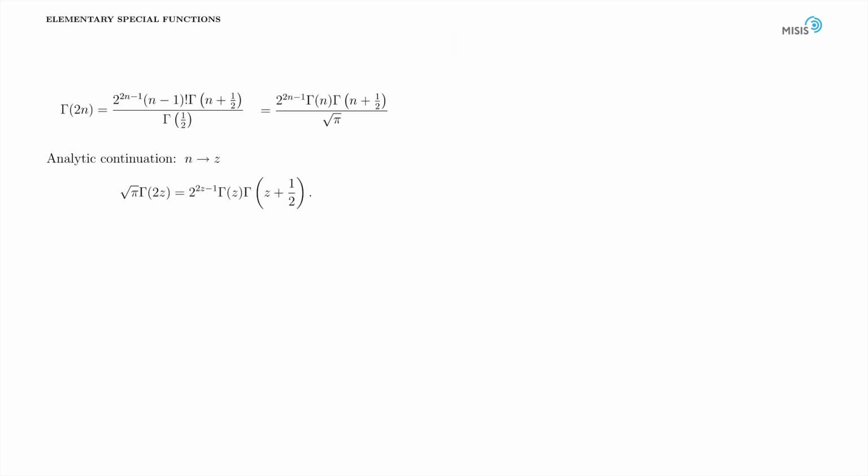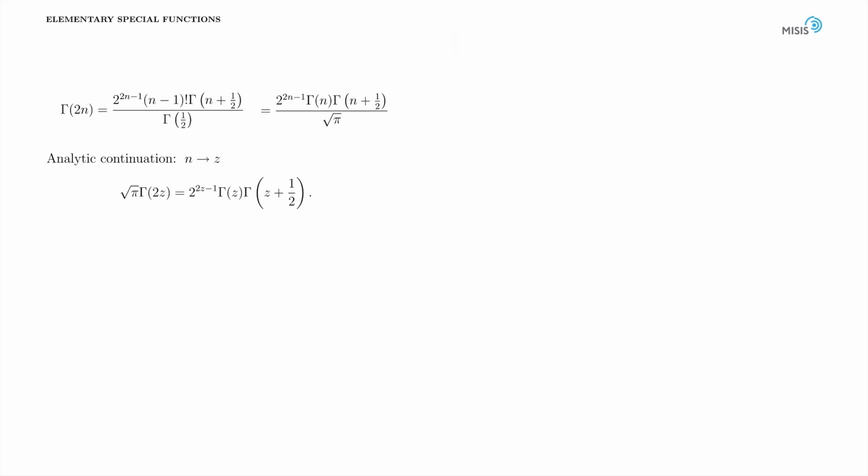Finally, we write the gamma function of the double n in the following factorial form. Changing gamma of 1 half to the square root of pi, and performing an analytic continuation from the discrete set of integers n to continuous z, we recover the duplication formula.